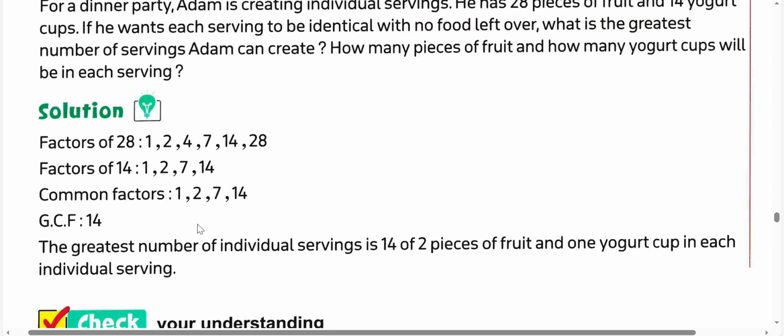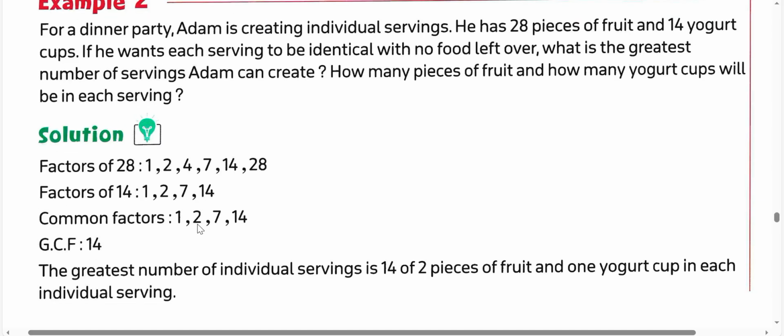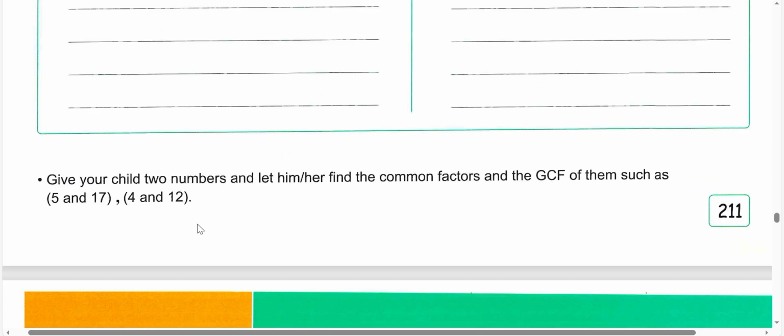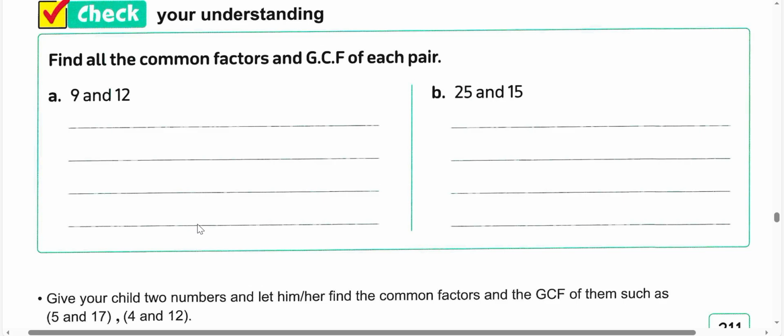Example number 2, you can write this or read this example by yourself. Okay, I will check the answer to this question with you. Find all common factors and the greatest common factor of the pair.